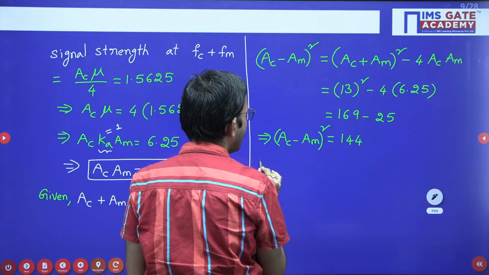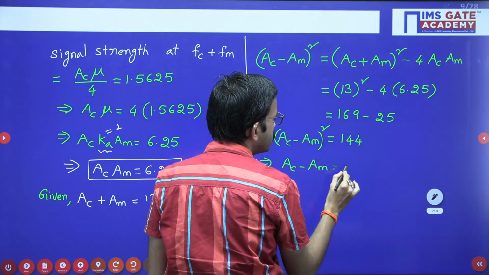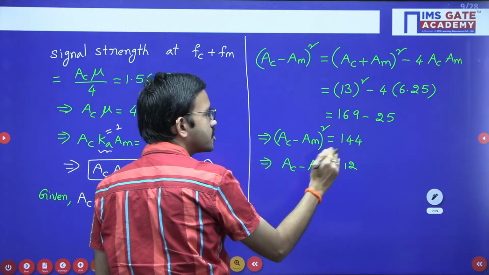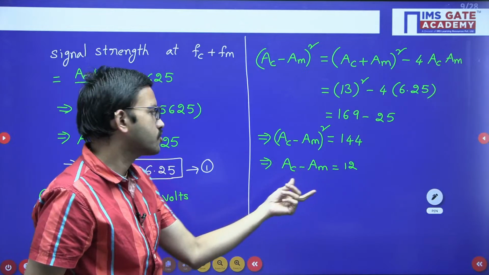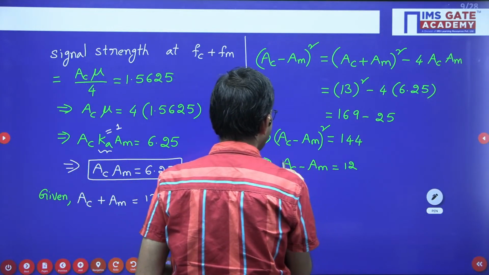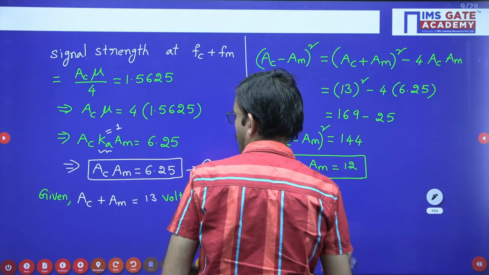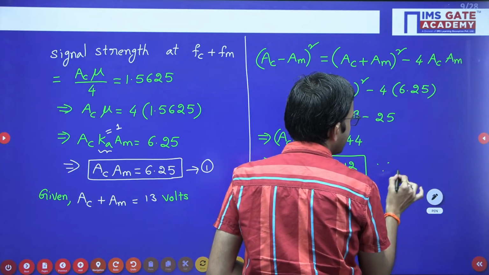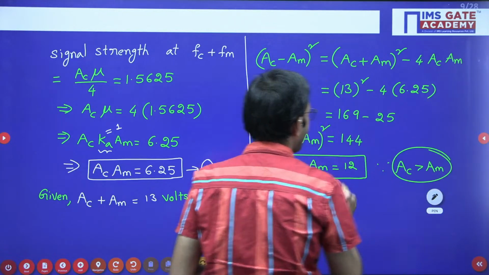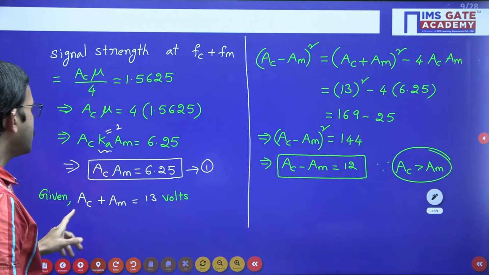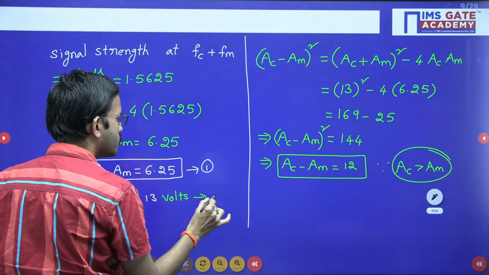If you apply the square root on both sides, you will get AC minus Am equal to 12. You will get 2 roots, plus 12 and minus 12, but in the question it is already mentioned AC is greater than Am, so you can consider the positive one. AC minus Am equal to 12, since they have mentioned AC is greater than Am. So here you got AC Am and AC plus Am. Suppose you can assume this is the equation.